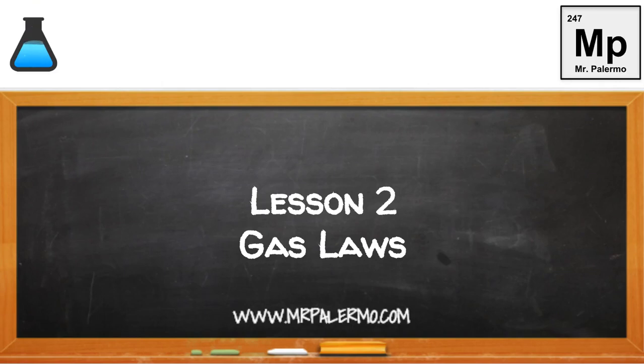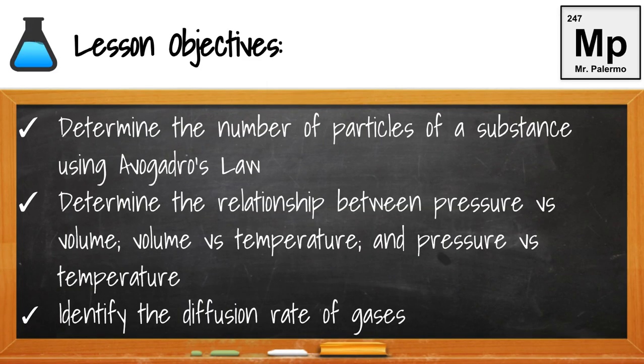Welcome to Lesson 2 on gas laws. Our lesson objectives: determine the number of particles of a substance using Avogadro's law, determine the relationship between pressure versus volume, volume versus temperature, and pressure versus temperature, and lastly, identify the diffusion rate of gases.